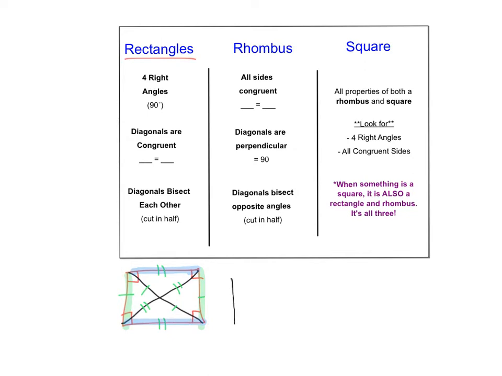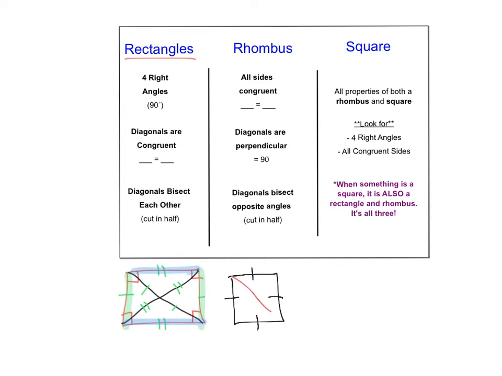With a rhombus, one of the most distinct properties is that all 4 sides are congruent to each other. So this is different from a rectangle because in a rectangle, the opposite sides are congruent to each other, but in a rhombus, all 4 sides are congruent to each other, so they're all the same value.